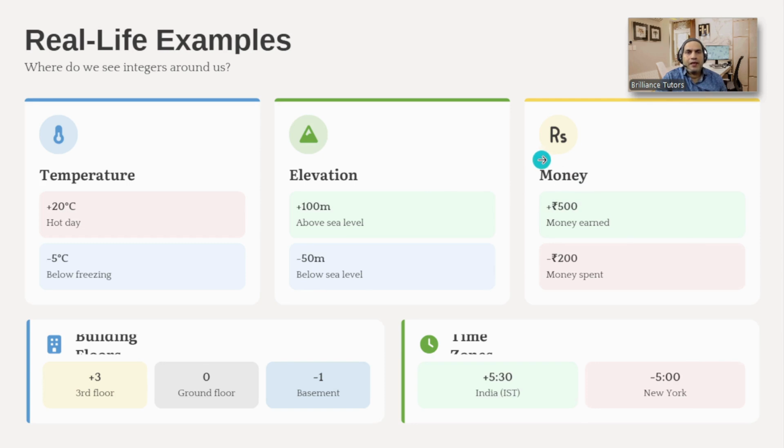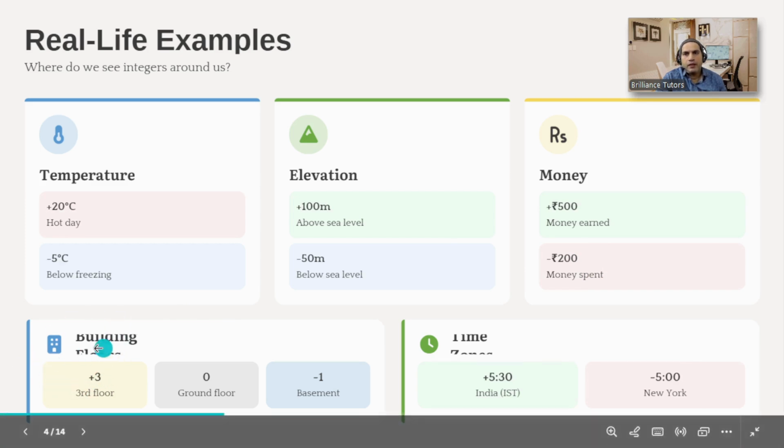Money is also something we can take as an example. Suppose when money is earned, that is plus 100, and when money is spent, that is minus 200. In buildings also we will calculate: ground level is 0, when we go to the third floor it's plus 3, when we go to the basement or below the ground floor it's minus 1, minus 2, minus 3. Time zones also: we have minus 5 for New York and plus 5:30 for the Indian IST time zone. So they are also plus and minus that we can calculate.